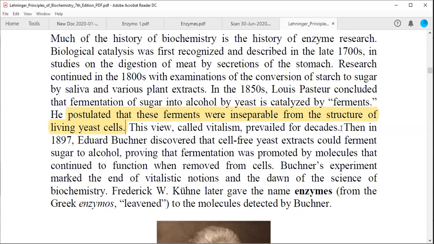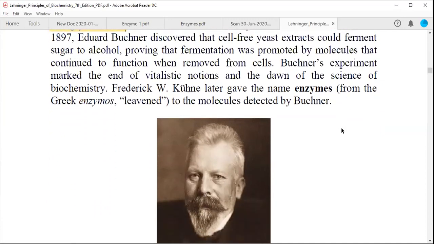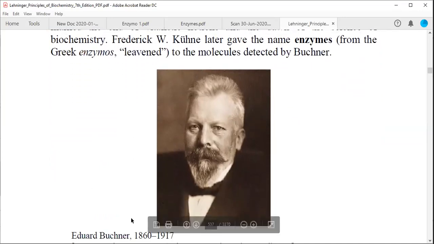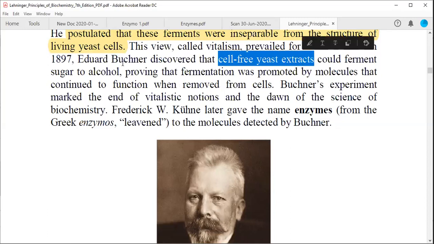Then there is one very prominent scientist, whose figure is shown here. This is Edward Buchner, who lived from 1860 to 1917. He discovered that cell-free yeast extract could ferment sugar to alcohol. तो उन्होंने पहली बार बताया कि जो अगर हम यीस्ट के एक्सट्रैक्ट को किसी टेस्ट ट्यूब में शुगर से या सुक्रोज से रिएक्ट करवाएं तब भी वो अल्कोहल बना सकता है.